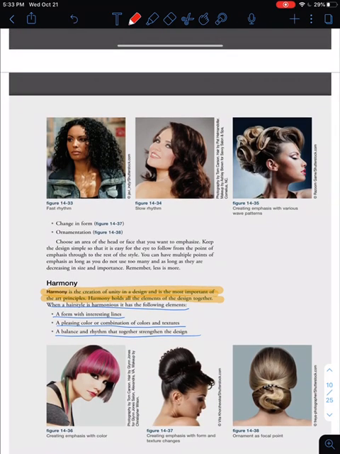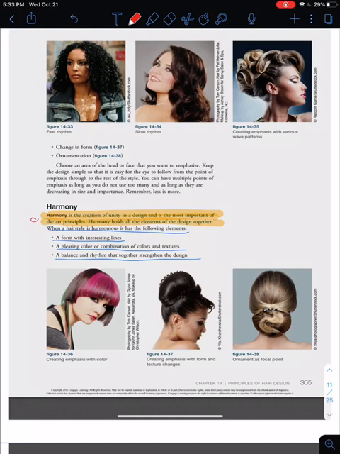All right, let's go down to harmony. Harmony is the creation of unity in a design and is the most important part of the hair principles. Harmony holds all the elements of the design together. When a hairstyle is harmonious, it has the following elements: a form with interesting lines, a pleasing color or combination of colors and textures, a balance and rhythm that together strengthen the design.